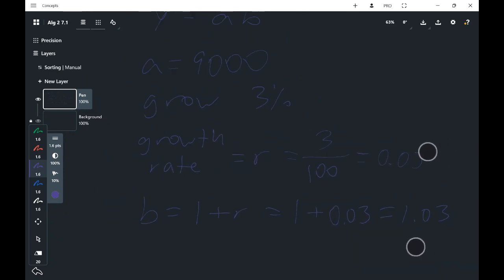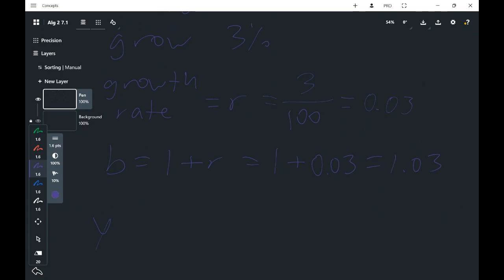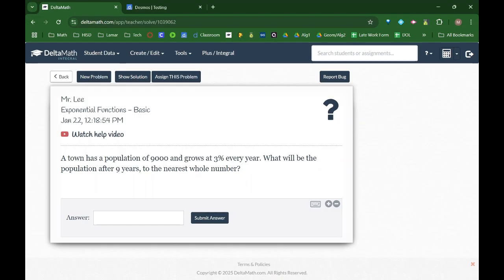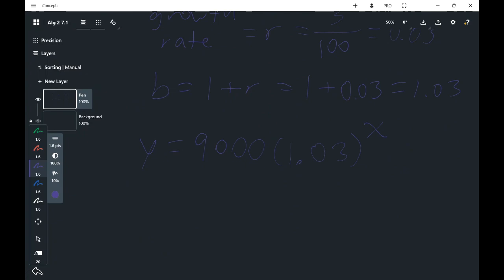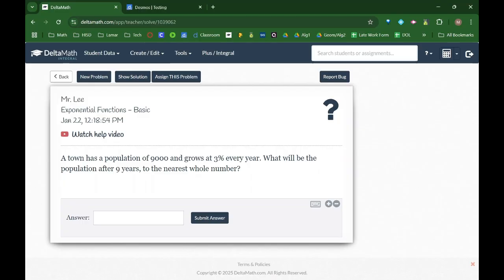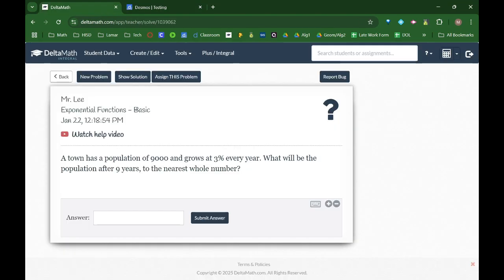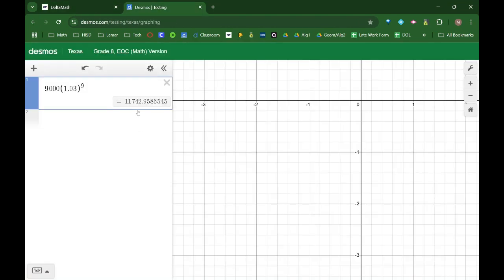That's our b value. Now we're going to make our equation. It looks like this. The a we said was 9,000. The base is 1.03, to the power of x. Okay, and we want the population after 9 years, so we plug in x equals 9. 9,000 times 1.03 to the power of 9 is this number, and we want it to the nearest whole number.